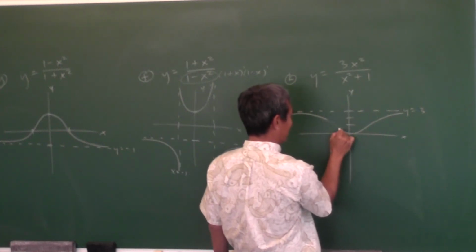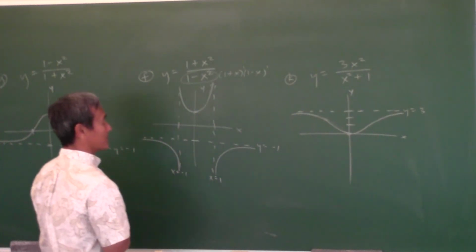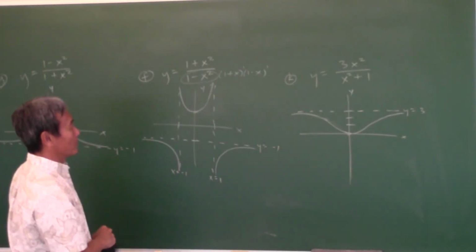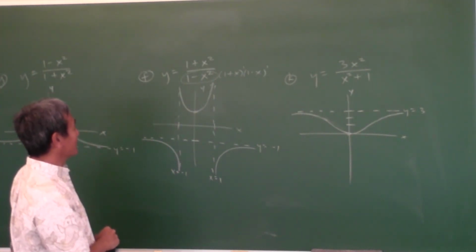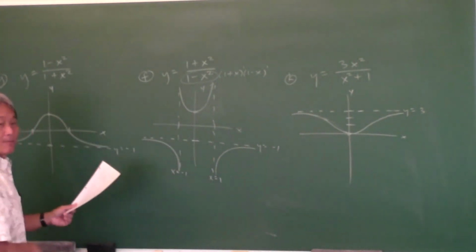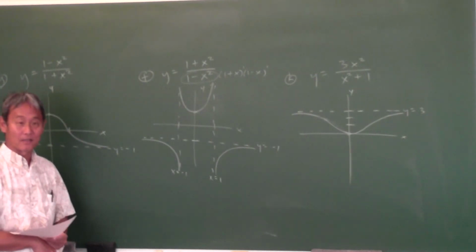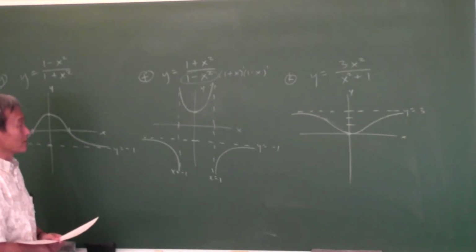Actually, this graph should be symmetric about the y-axis because it's even, right? If you plug in negative x for x, you get the same thing. In fact, all of these 3 are all even functions. Do you guys even think about that when you graph? Like, oh, you plug in negative x for x, you get the same thing. The graph should be symmetric about the y-axis.